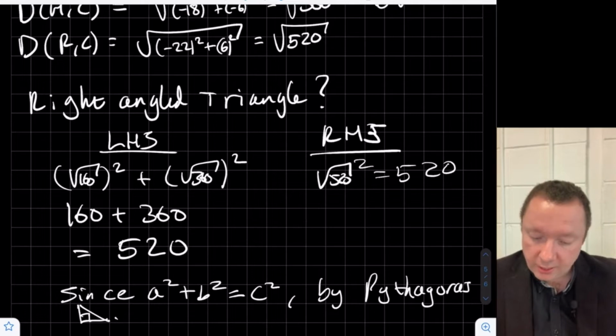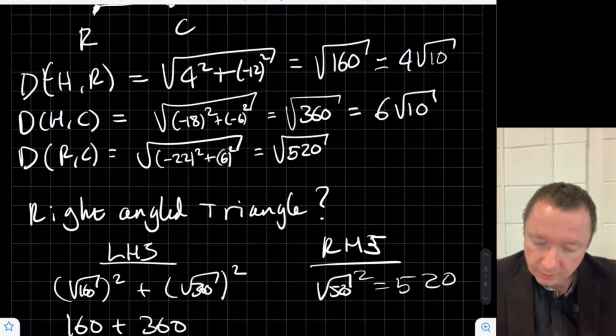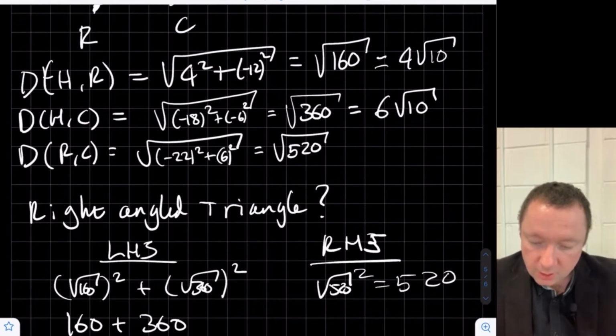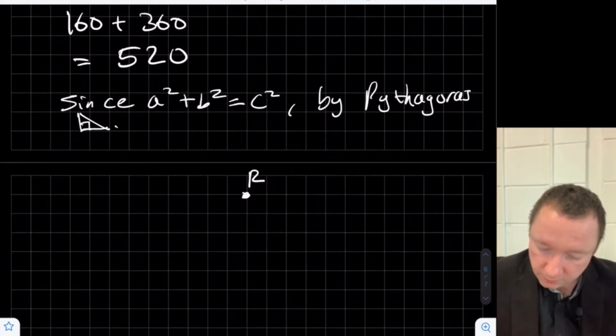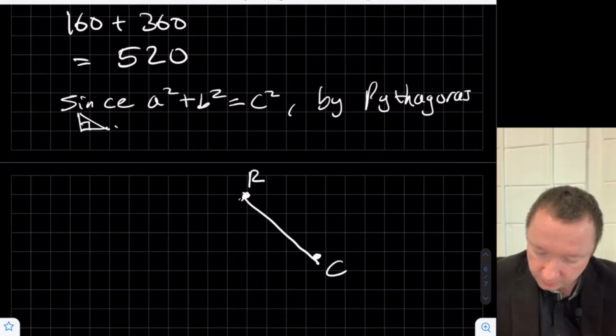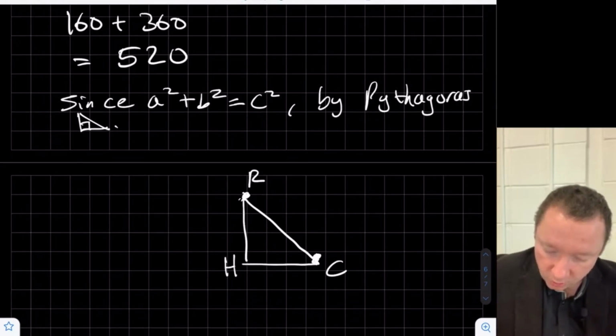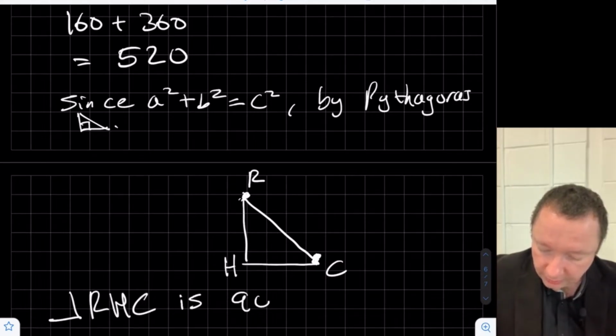Okay, now where's the right angle triangle? Well, we can now draw our picture. We know that R to C is the longest side. So if I just draw, that's R and that's C, that's my longest side. So H is here. So angle RHC is 90 degrees.